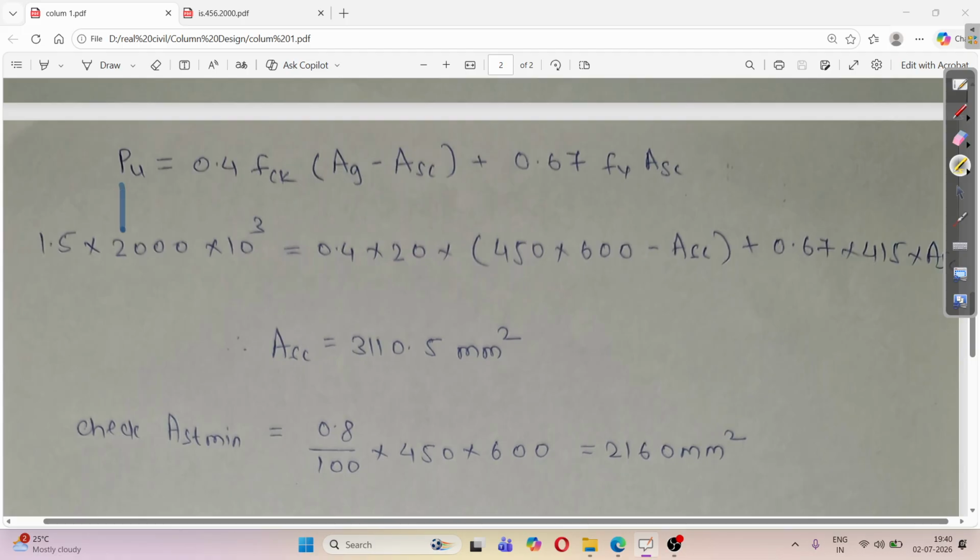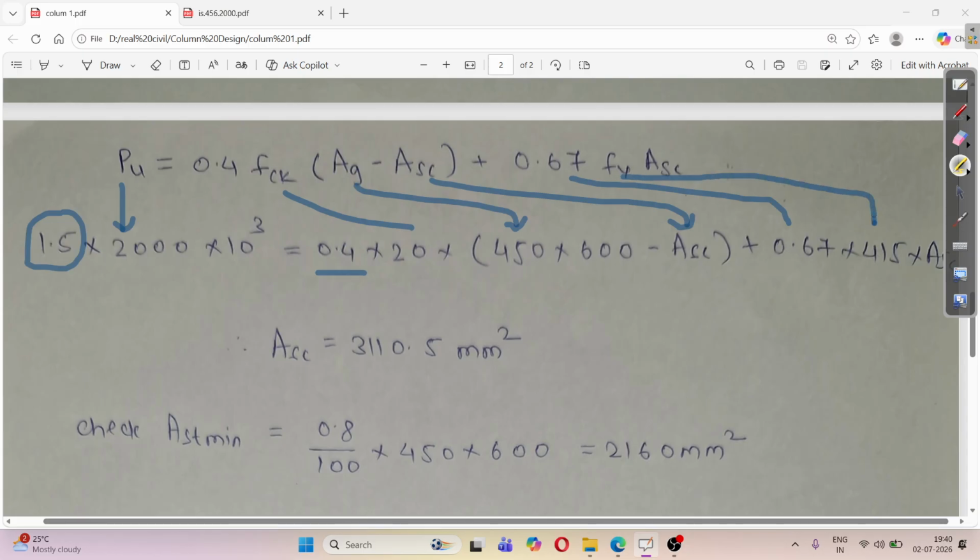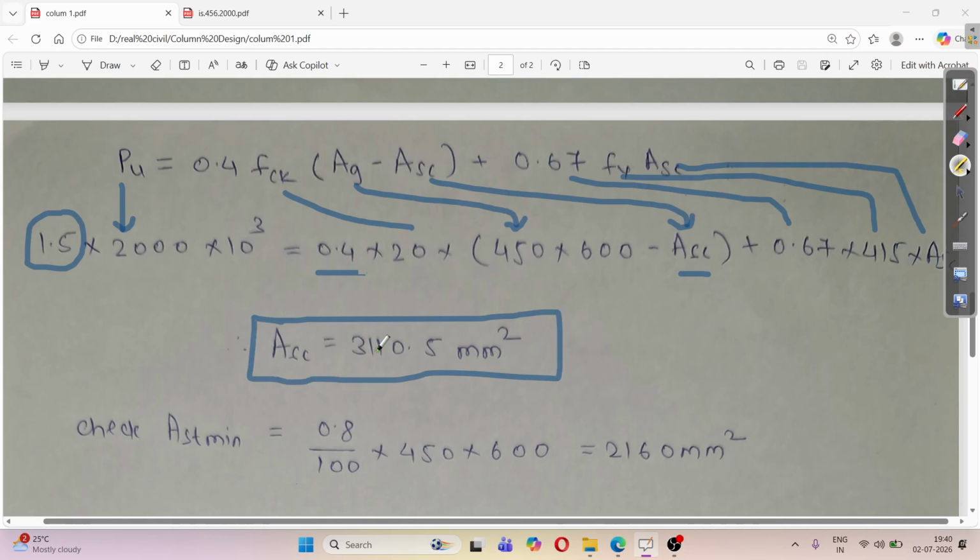So you can see the load given is 2000 kilonewton, but that load is service load. Hence we have to multiply by 1.5. That means the ultimate load, or factored load, we have to consider. 0.4 as it is. fck, grade of concrete, is 20. Gross area means B into D, 450 by 600, minus Asc. This is what we have to calculate. Plus 0.67. fy is given, 415, Asc, which we have to calculate. So only one unknown is there. If you solve this, we will get the area of steel 3110.5 mm square.